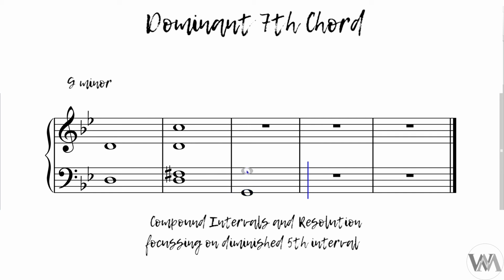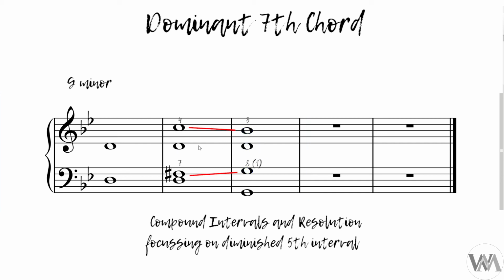And then finally we have D and C left. We know that the C is the other part of the diminished 5th within the dominant 7th, and that's going to resolve downward to B. But before we write that, we're first going to copy this D exactly over as it is, and then we're going to write the B.